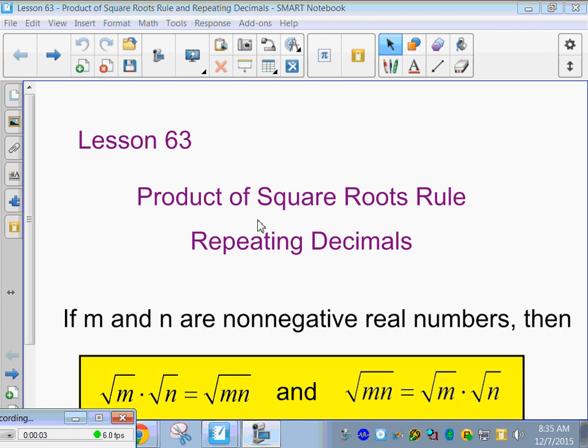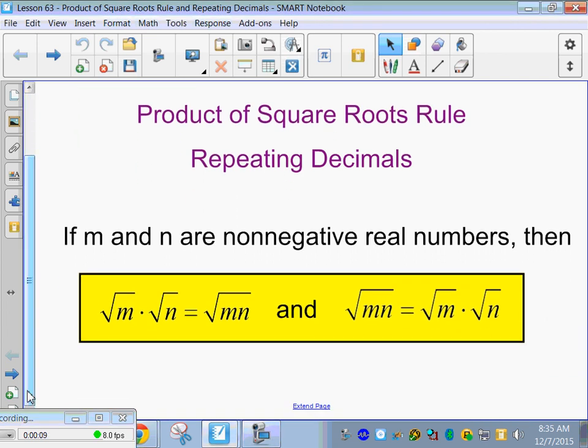All right, here we go. Lesson 63, products of square roots, rule, and repeating decimals. So if m and n are non-negative real numbers, then go ahead and write that down.